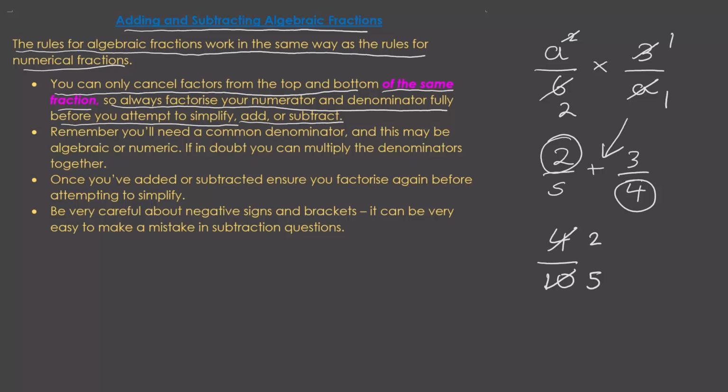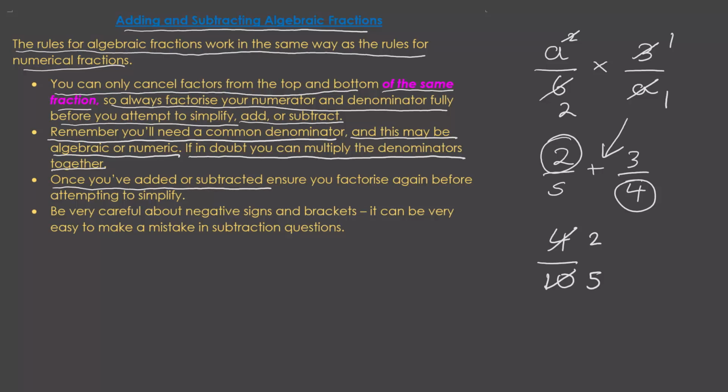Now, we're adding and subtracting, so remember that you'll need a common denominator. And this may be algebraic or numeric. If in doubt, you can multiply the denominators together. Once you've added or subtracted, ensure you factorize again before attempting to simplify. Because what you can't do is cancel things top and bottom if they're added.